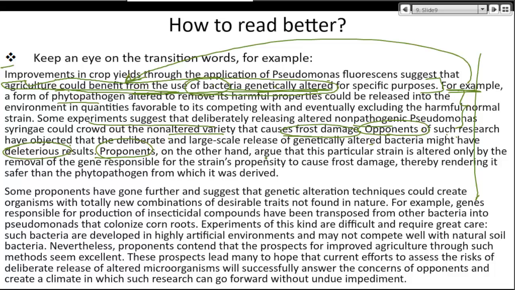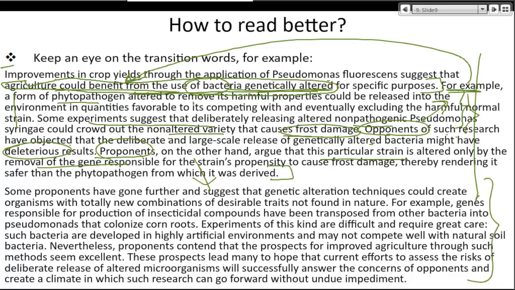The proponents, on the other hand, argued that this particular strain is altered only by the removal. So some technical thing is being discussed, but what is the broad idea? The broad idea is that genetically altered bacteria can benefit agriculture. This is the way. Here there are proponents who support it, and there are opponents who are basically finding flaws in it. No problem, I will come to it later on and check what exactly is the discussion here. But let me go to the next paragraph. So there is a debate, right?